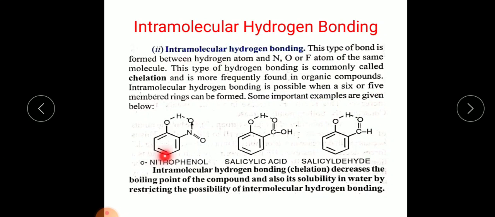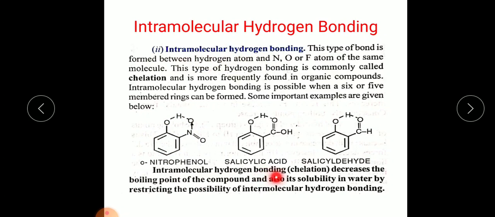Say for example, we have taken orthonitrophenol. At the ortho position we have a nitro group and this is the phenol OH. Now in the nitro group we have oxygen and in the OH we have hydrogen. These are electronegative, so they can form a hydrogen bond between them. This kind of bond, which is formed within the same molecule and is not attached to another molecule, is called intramolecular hydrogen bonding. So this is one example. The second example is salicylic acid, salicylaldehyde. They form a hydrogen bond within the same molecule.